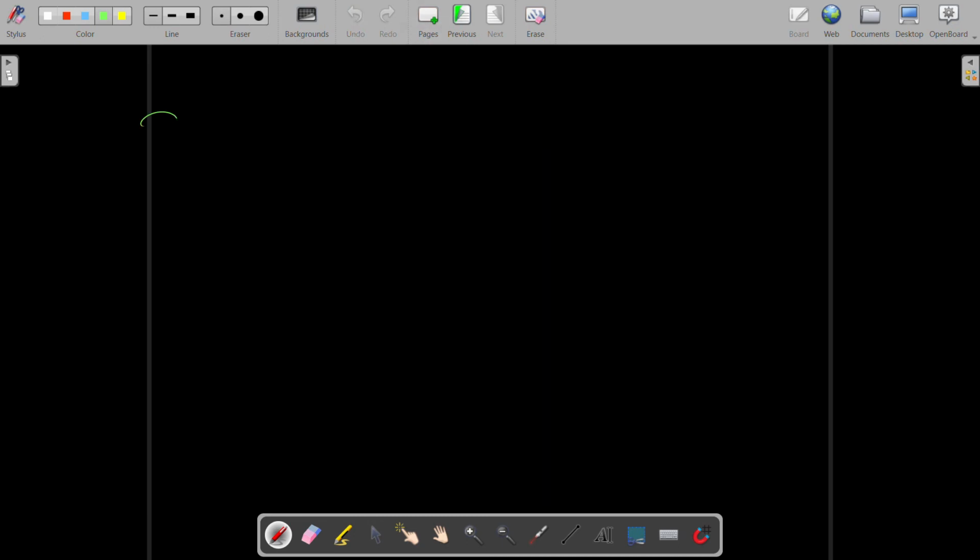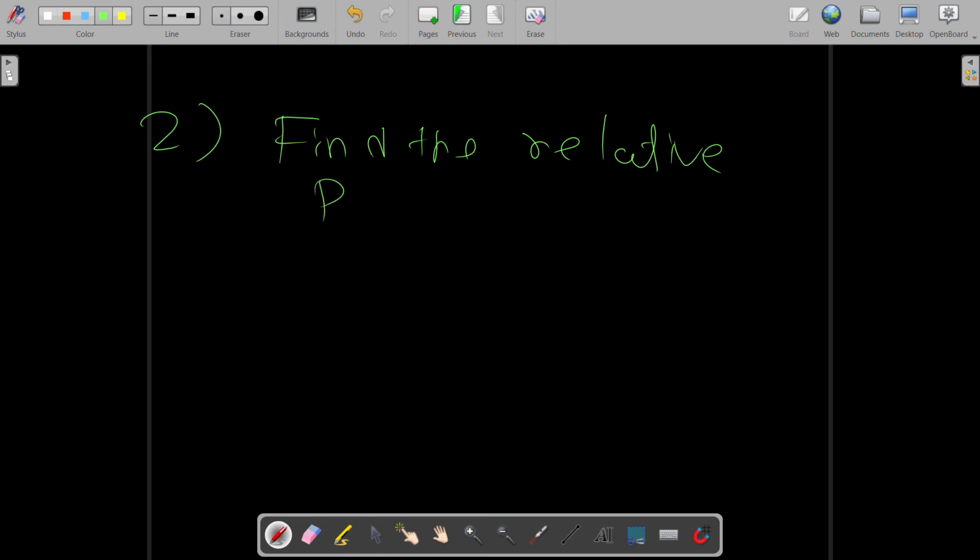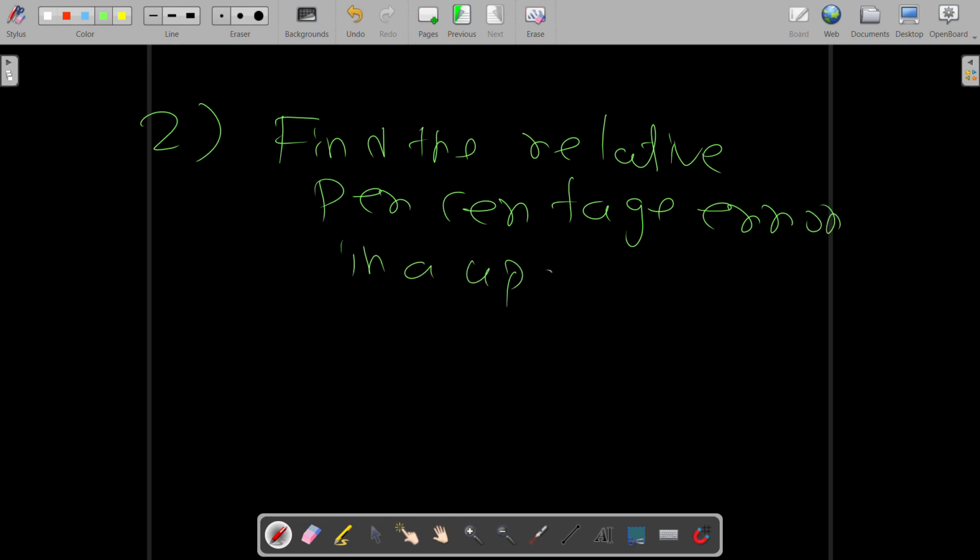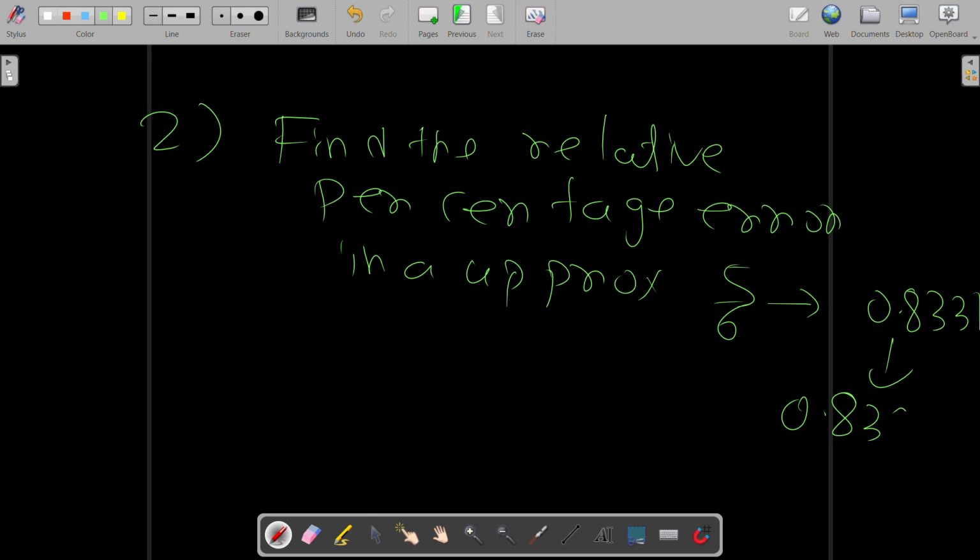Now, the next problem says: find the relative percentage error in an approximate representation of 5 by 6. 5 by 6 is approximated as 0.83333. So obviously the exact value is 5 by 6, and the approximate value is 0.833.